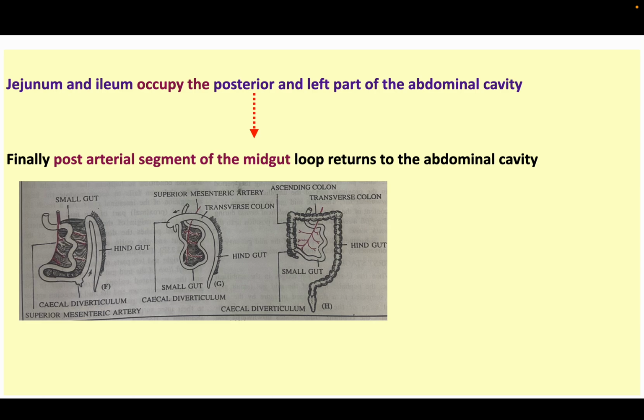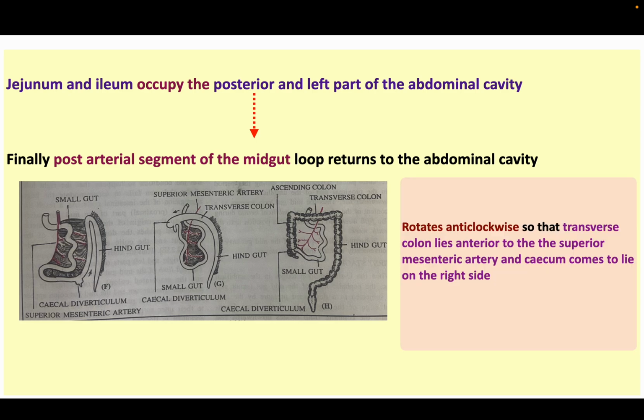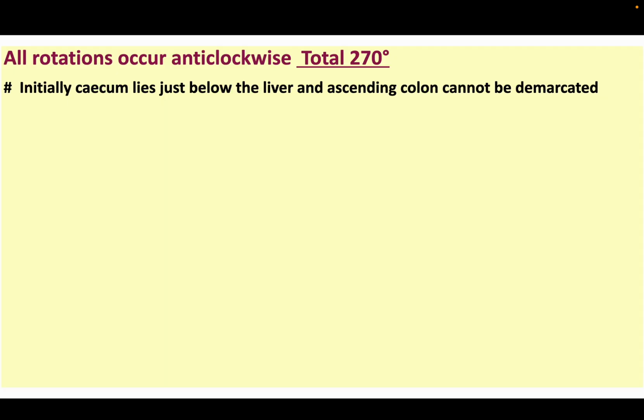Finally, the postarterial segment of the midgut loop has to return to the abdominal cavity. For that, another 90 degree rotation happens. So initially both the structures were lying on the left side, then another 90 degree rotation is happening. With this, what is happening? That is, the transverse colon lies anterior to the superior mesenteric artery and the cecum comes to lie on the right side. So this is happening because of the another 90 degree rotation.